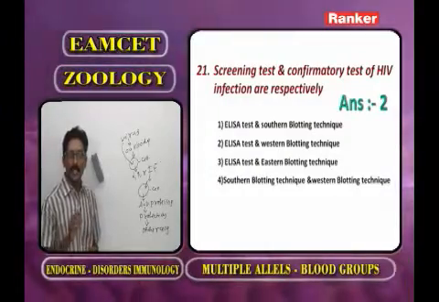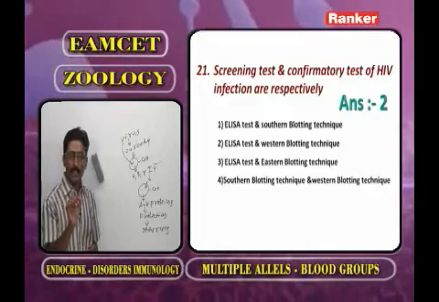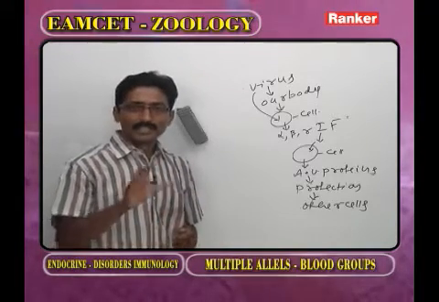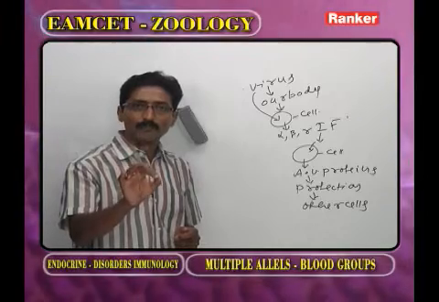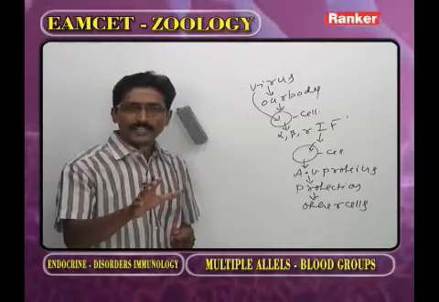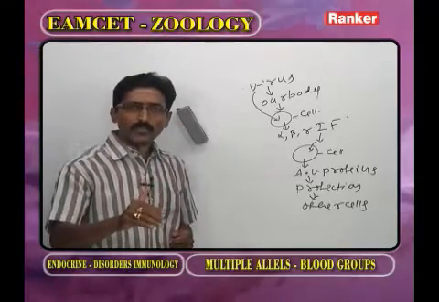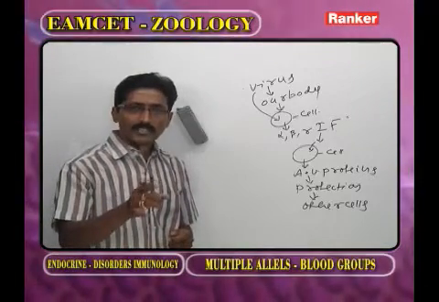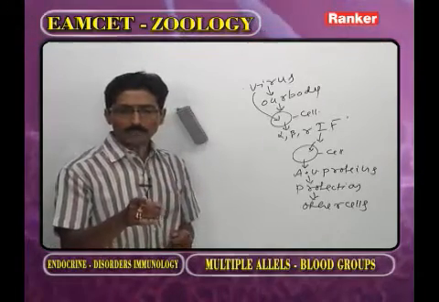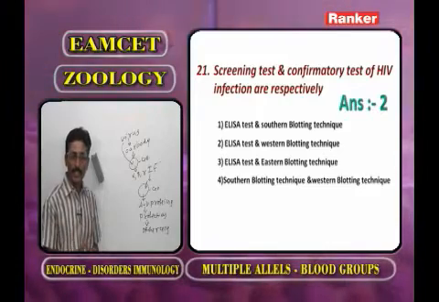One is ELISA. The ELISA test is the screening test. In the ELISA test, if the patient gets a positive report, it means in his body HIV virus is present. But it is not confirmed. The ELISA test, enzyme linked immunosorbent assay, is only a screening test. In the screening test, the report is positive. That means in his body HIV virus is present. Again, we go for the Western blot test. In the Western blot test also, if the patient gets a positive report, no doubt in his body HIV virus is present. Now here, the screening test and confirmatory test of HIV infection are respectively ELISA and Western blot test.